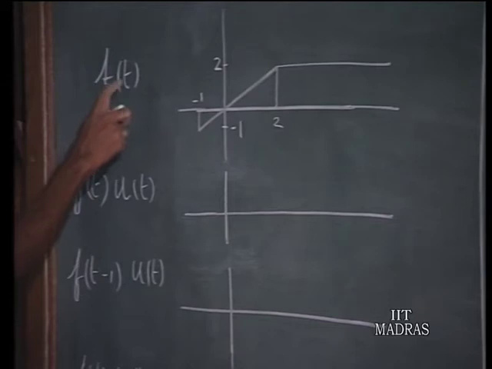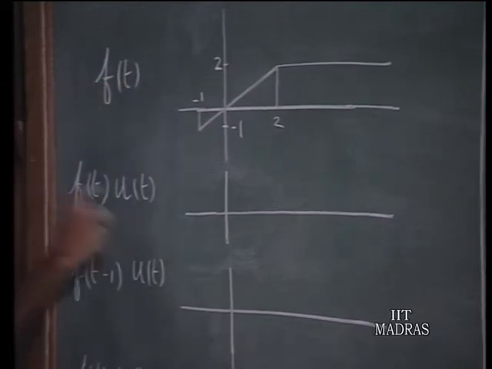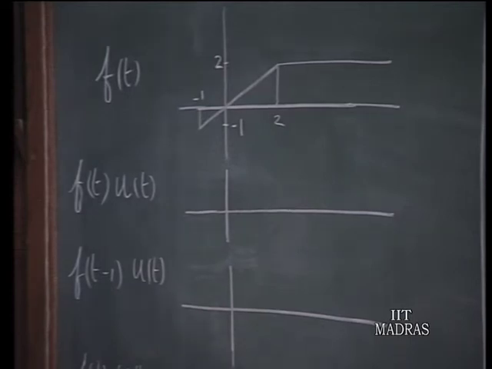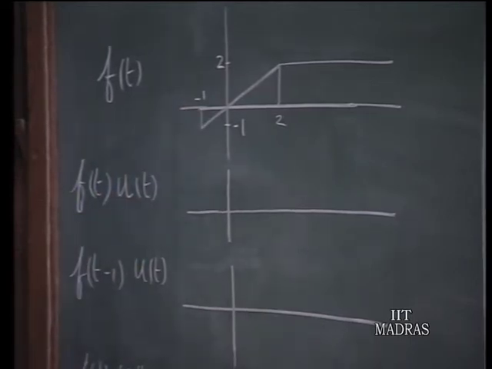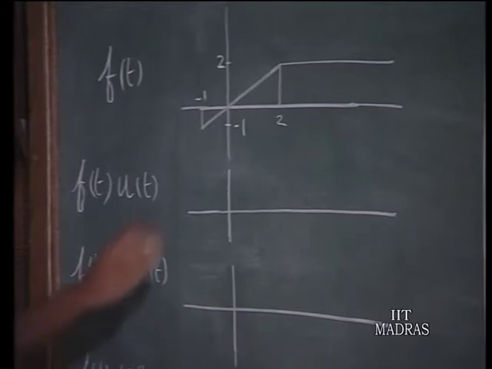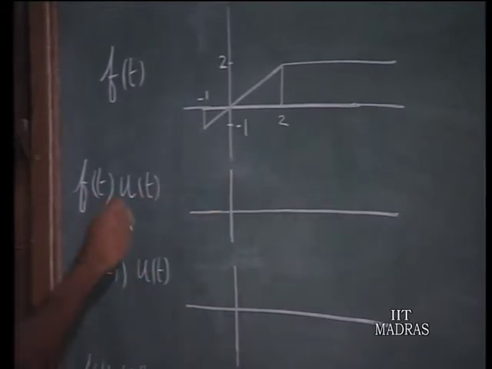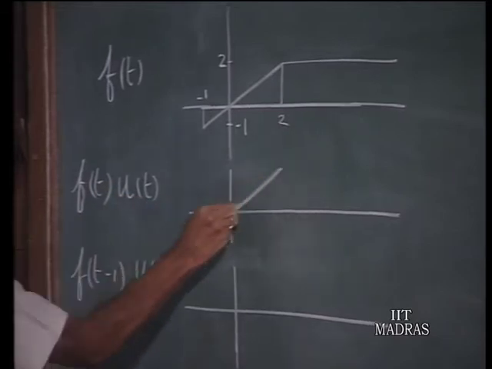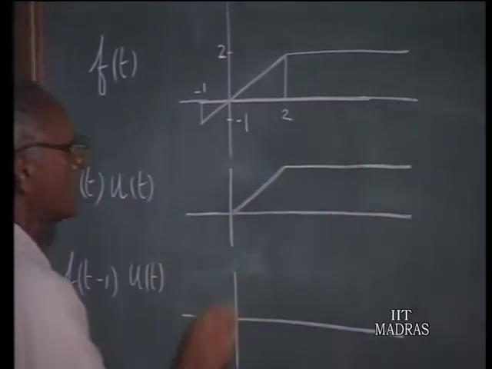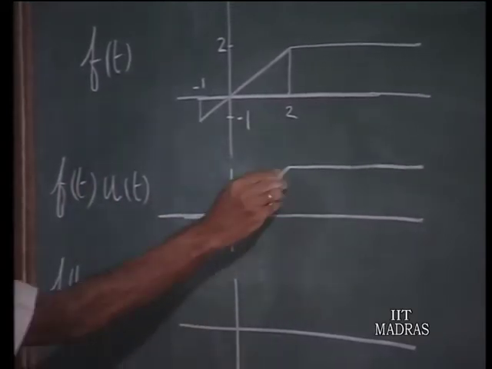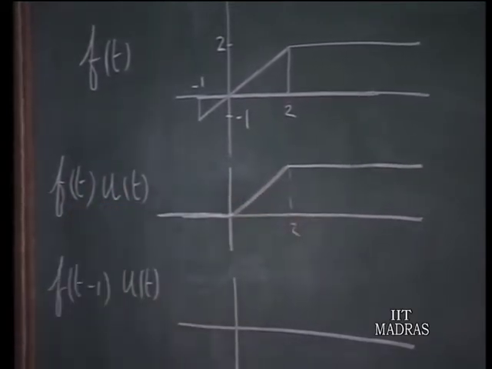Now, if f of t is like this, what is the meaning of f of t u of t? This function is being multiplied by u of t. That means the values of the function for negative values of t are cut off, and for positive values of t it is multiplied by 1. Therefore, f of t u of t would be the reproduction of the same curve for positive values of time. For negative values of time it is 0. So this is exactly what f of t u of t will be.